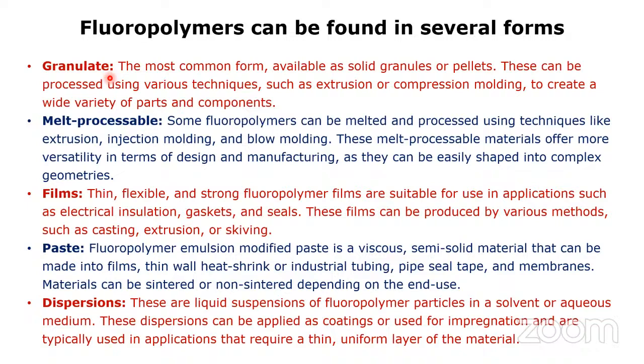Then third is films, as we have seen in the very first example, nothing but your PTFE tape or Teflon tape. Teflon tape is nothing but a thin film. It is flexible and strong, suitable for use in applications such as electrical insulation, gaskets, and seals. These films can be produced by various methods such as casting, extrusion, and skiving.